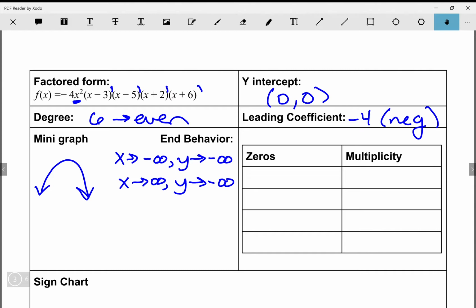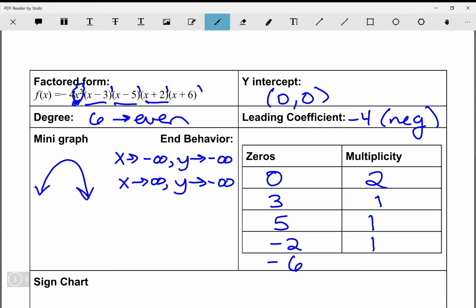So my zeros, let's start with the first one, is 0 with a multiplicity of 2. So we don't want to forget this first one. Everyone likes to forget that one. 0, and then that has a multiplicity of 2. Then I have 3 with multiplicity of 1, 5 with multiplicity of 1, negative 2, multiplicity of 1, and negative 6, multiplicity of 1.